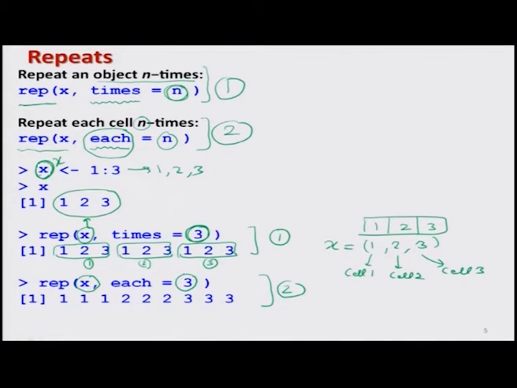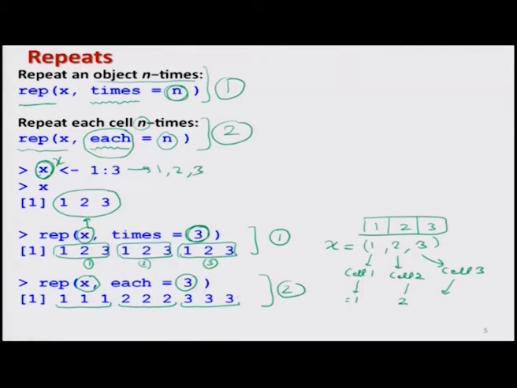Now the control first comes to cell number 1, which takes the value 1, and the entry in cell 1 is repeated 3 times. Then the control comes to the next cell, cell number 2, which has the value 2. This 2 is repeated 3 times. Then the control comes to cell number 3, and the entry in cell number 3 is repeated 3 times. So this is the basic difference between the use of times and each inside the rep command.